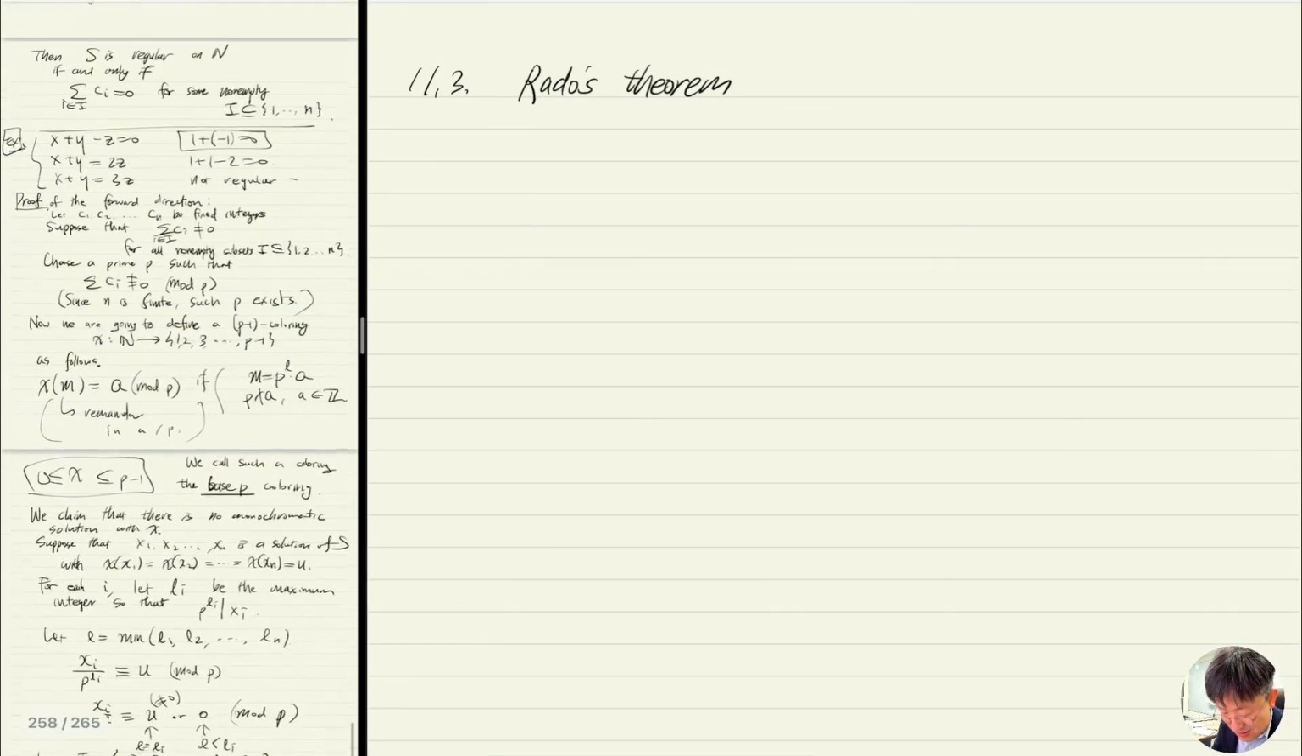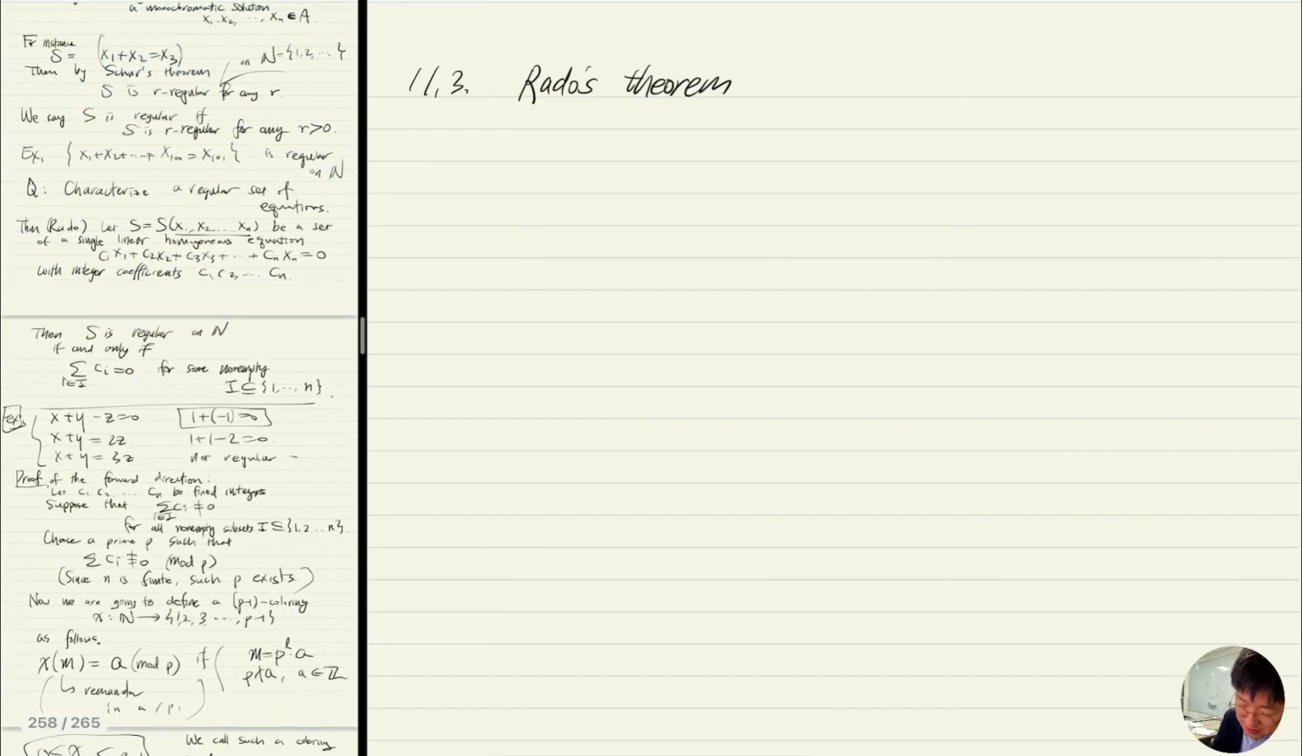So the simple version was when you have only one equation. So you have one equation, and this is regular if and only if there is some partial sum whose sum of the coefficients is 0.